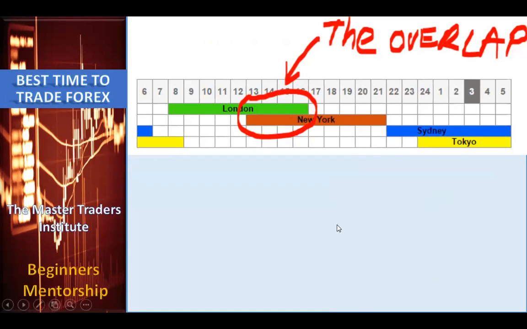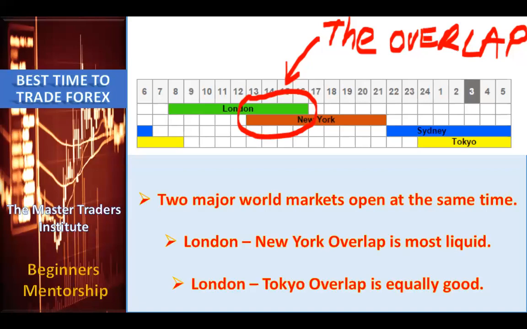And this actually happens between 1 p.m. to about, I think, 4 p.m., where you have the London and the New York markets open at the same time. So two major world markets are open at the same time. The London-New York overlap is the most liquid. London-Tokyo overlap is another good time for you to trade.